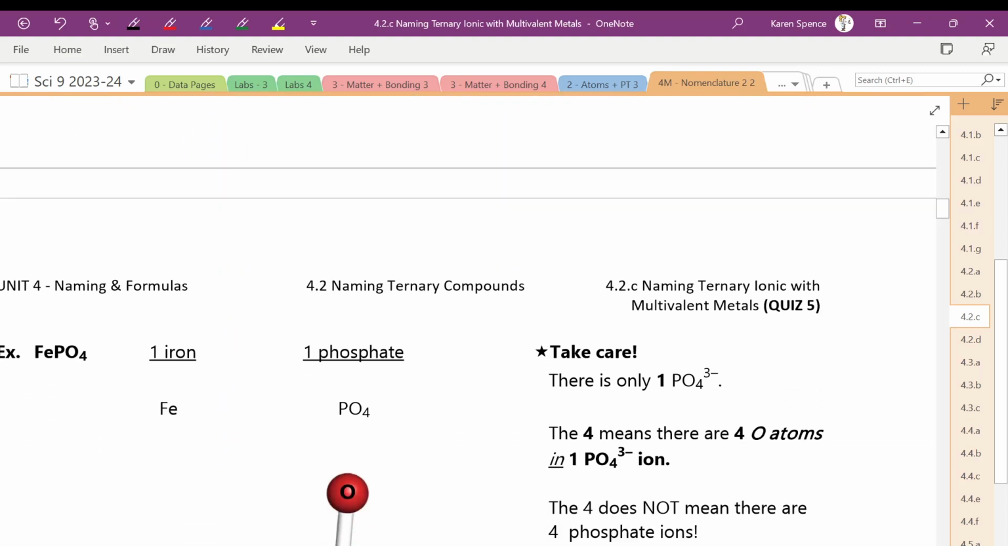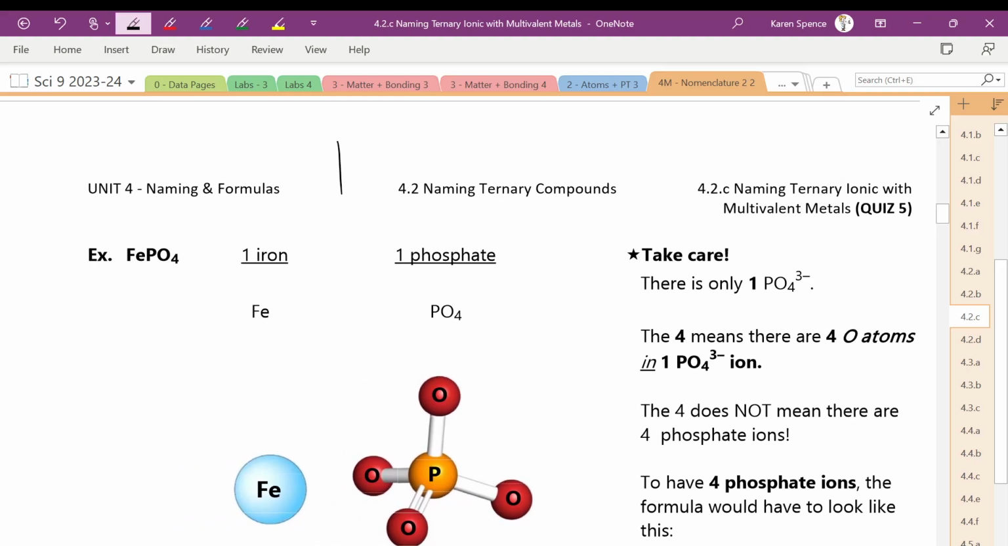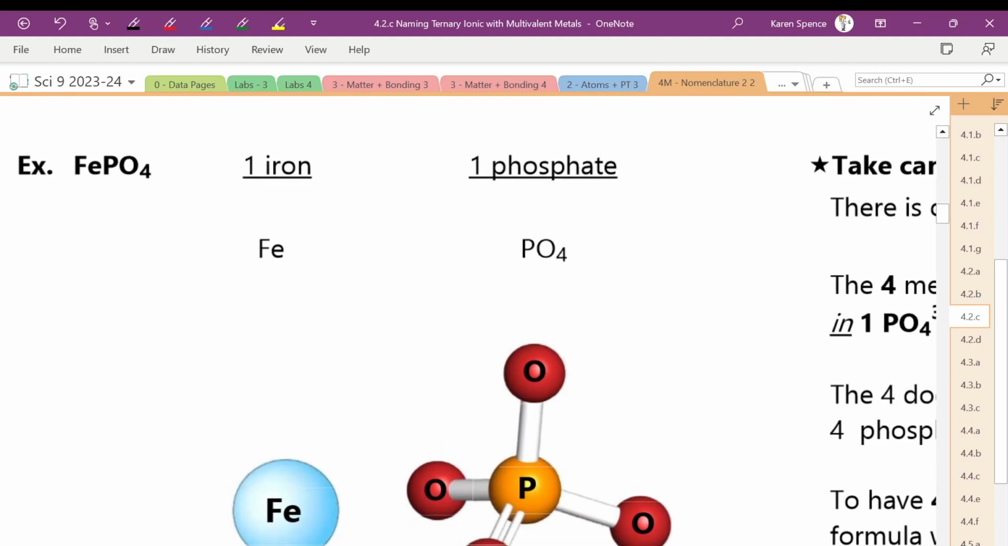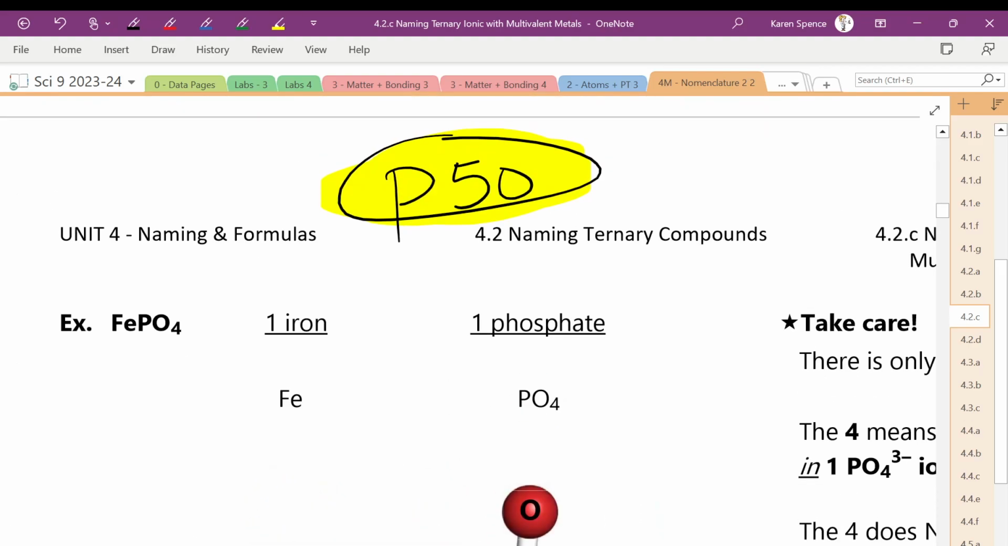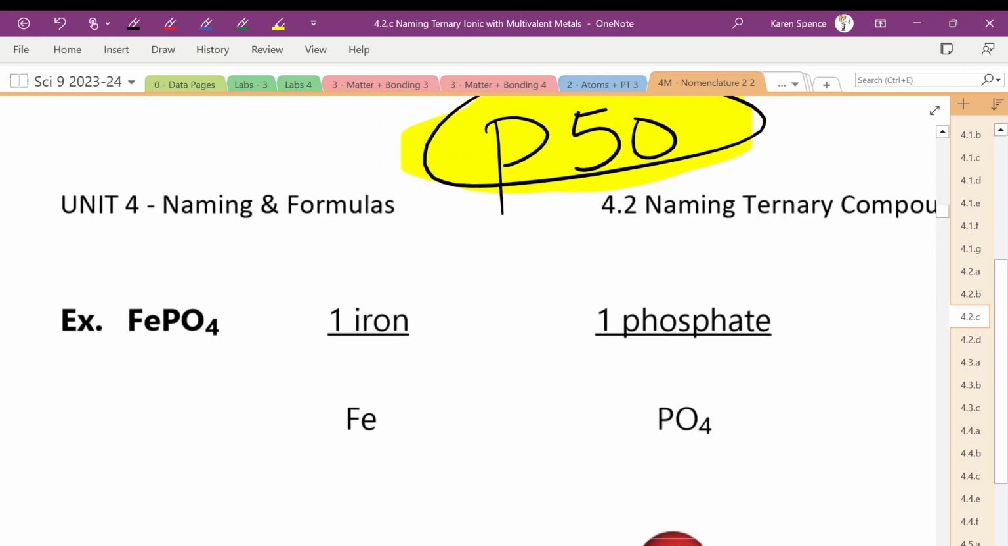Okay, next one on our next page. So this is page 50. Our formula here is FePO4. So who is the cation there? Who's the cation in FePO4?